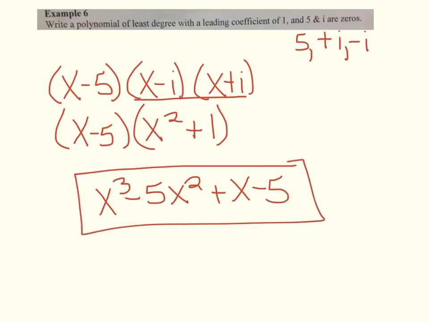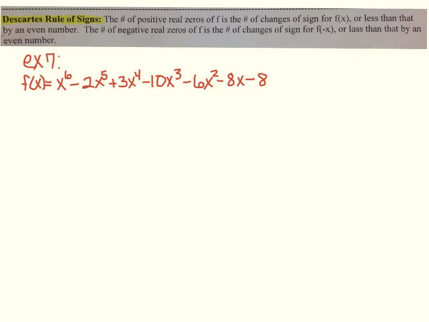All right, now we're going to learn about Descartes' rule of signs. This is kind of tough, so I'm going to go slow. The number of positive real zeros, that means the amount of times that your graph crosses the positive x-axis, is the number of changes of sign for the polynomial, or less than that by an even number. The number of negative real zeros, that means how many times it crosses the negative x-axis, is the number of changes of sign for the function evaluated at negative x, or less than that by an even number.